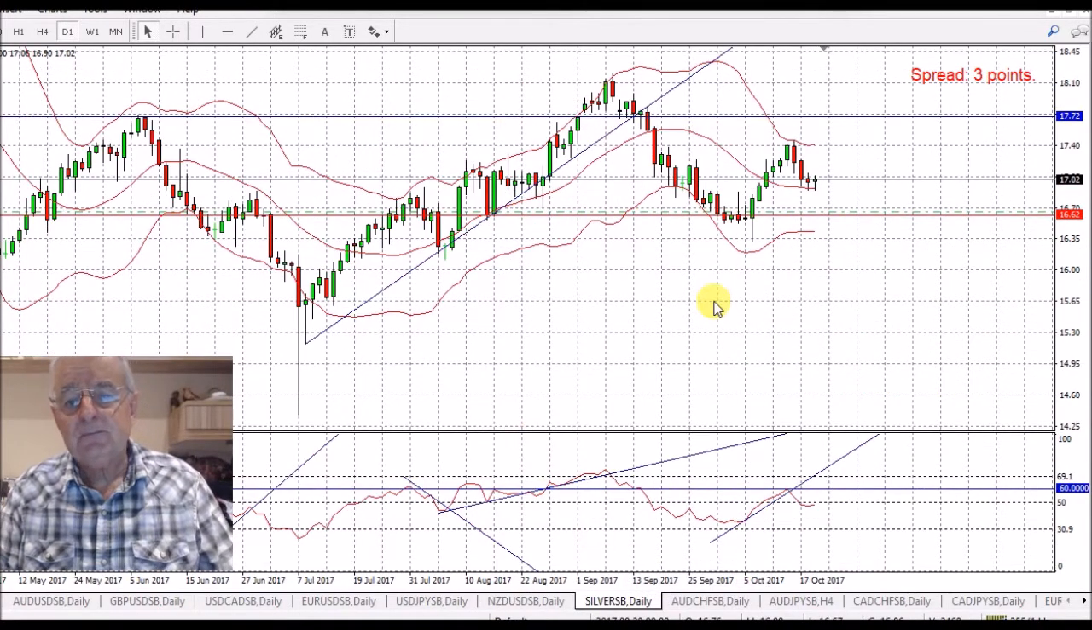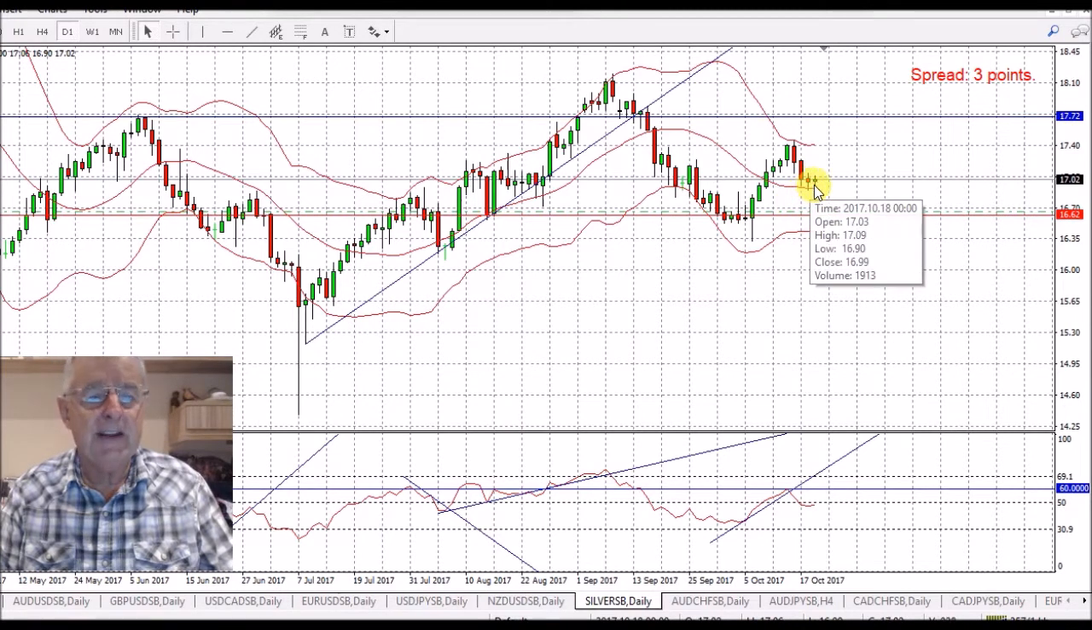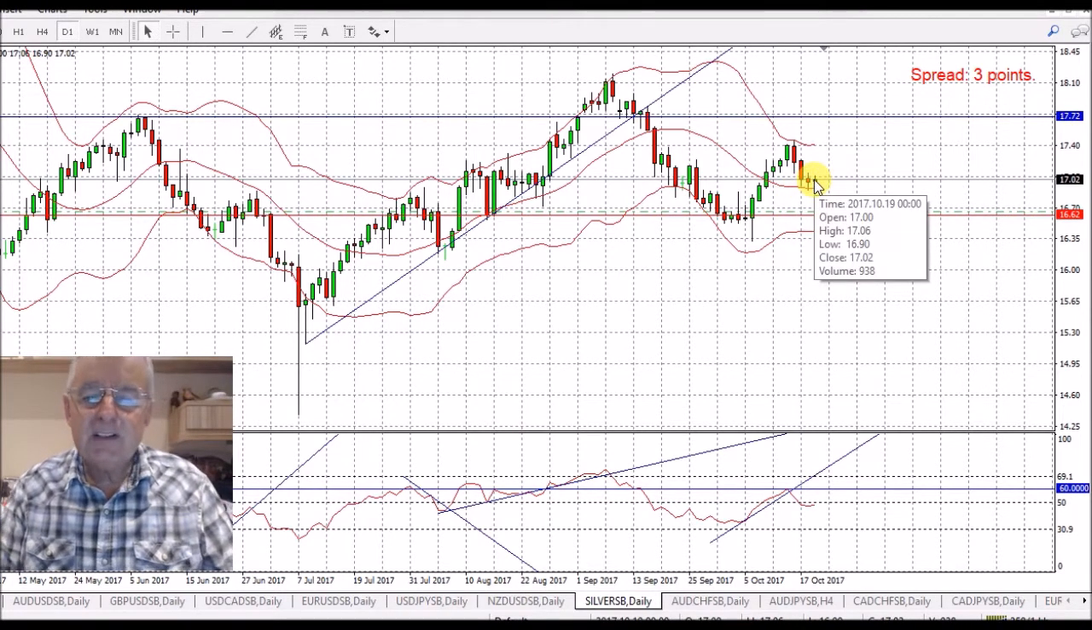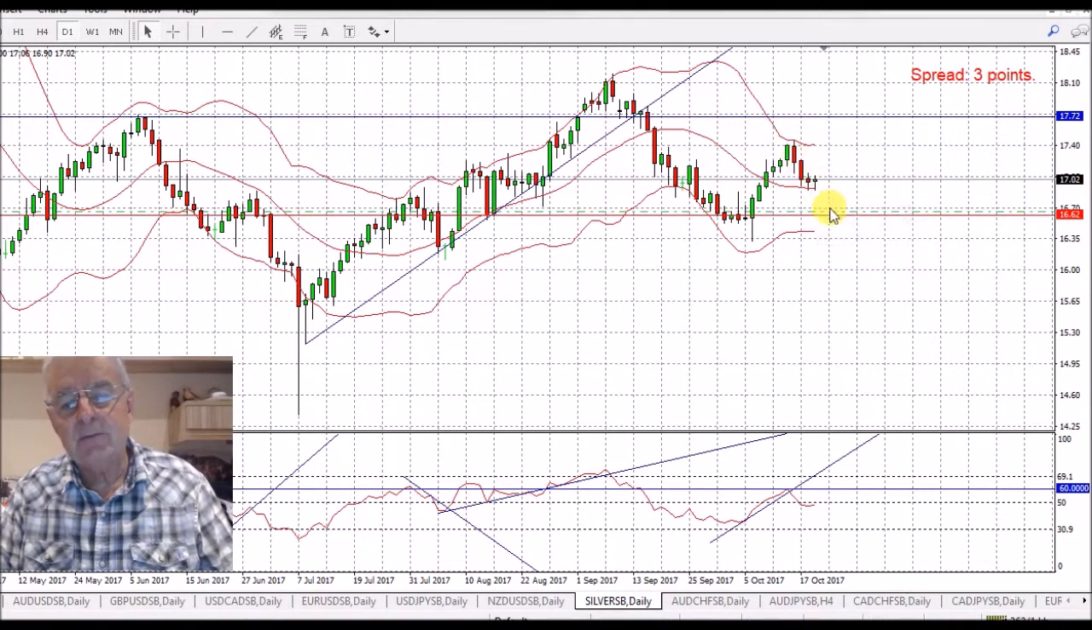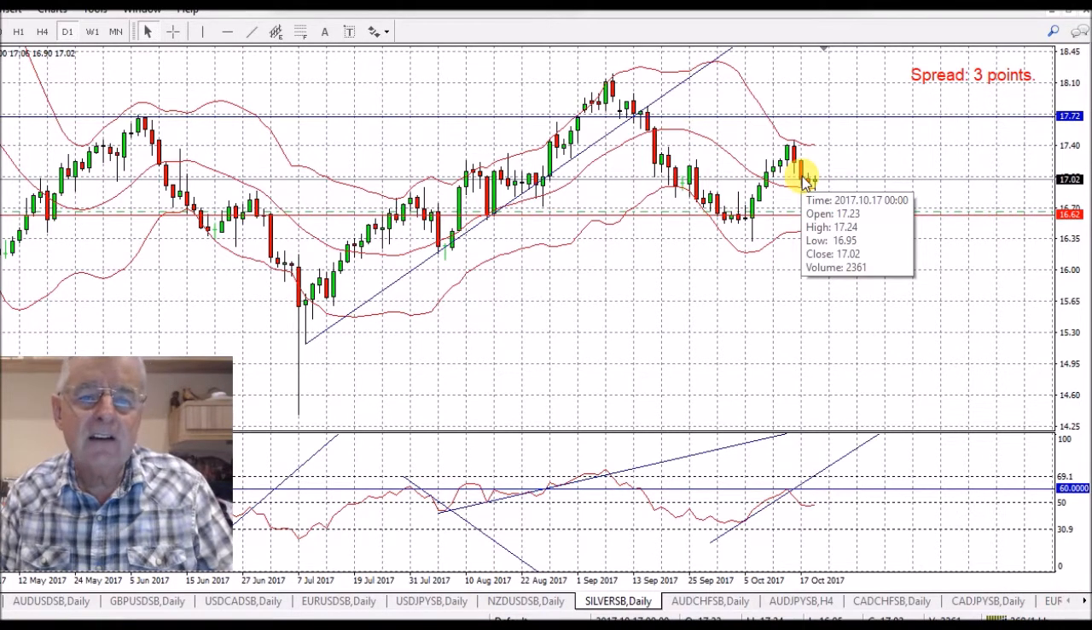Silver, we're bottoming out a little bit now. I'm expecting a bit more strength in the dollar towards the end of the month, and I do expect the silver price to fall down. It's taking a little bit of a rest.